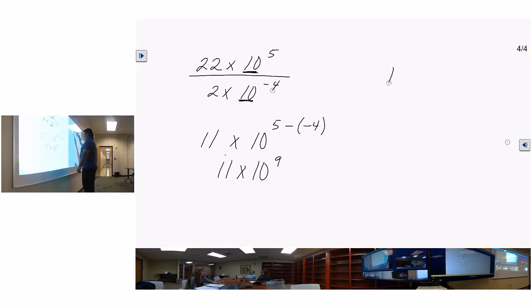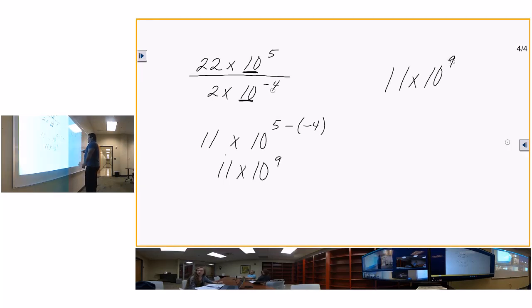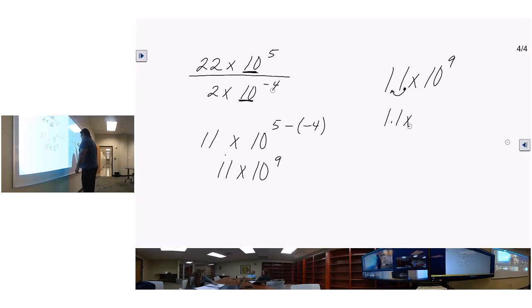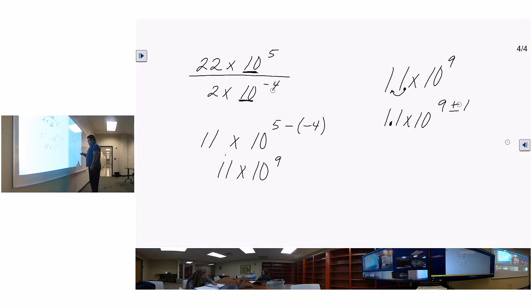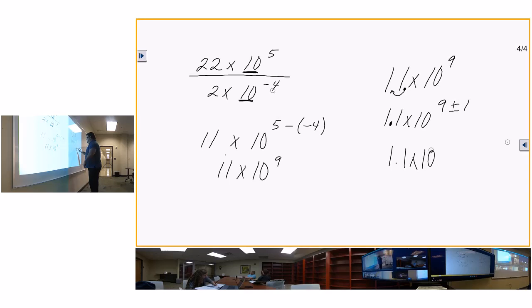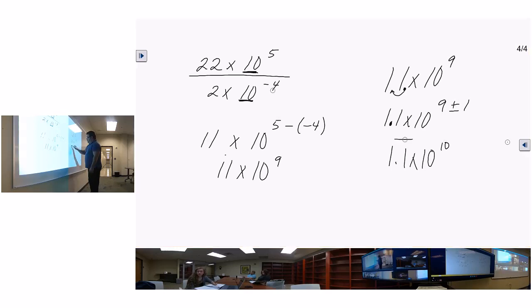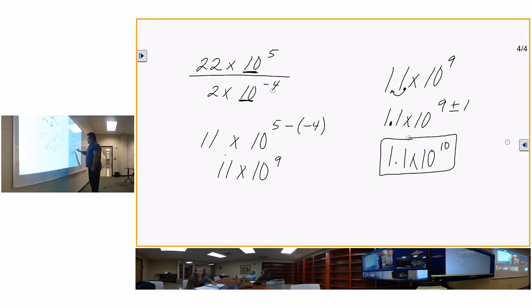No. So 11 times 10 to the 9th. Here's the decimal. You want to move it there. 1.1 times 10 to the 9 plus 1. Which way did I move this decimal in my head to get it back the way it was? To the right. 1.1 times 10 to the 10th power. And that's how you do scientific notation.